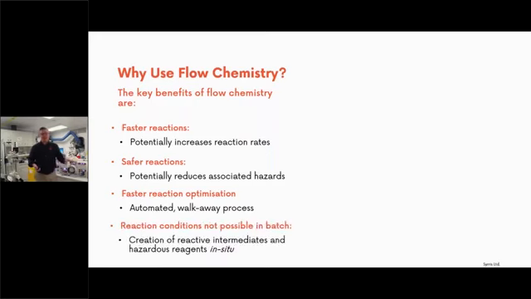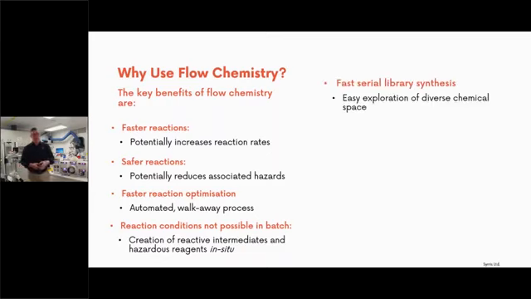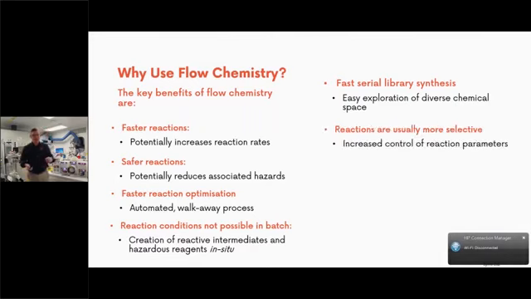This is a big statement: we can possibly achieve reactions or reaction conditions that aren't possible under traditional methods. So we can create things like reactive intermediates in situ and react them. We can create hazardous reagents and use them continuously. We can use the technology of flow chemistry to make library arrays of compounds, and we can easily explore diverse chemical space, harnessing the benefits.